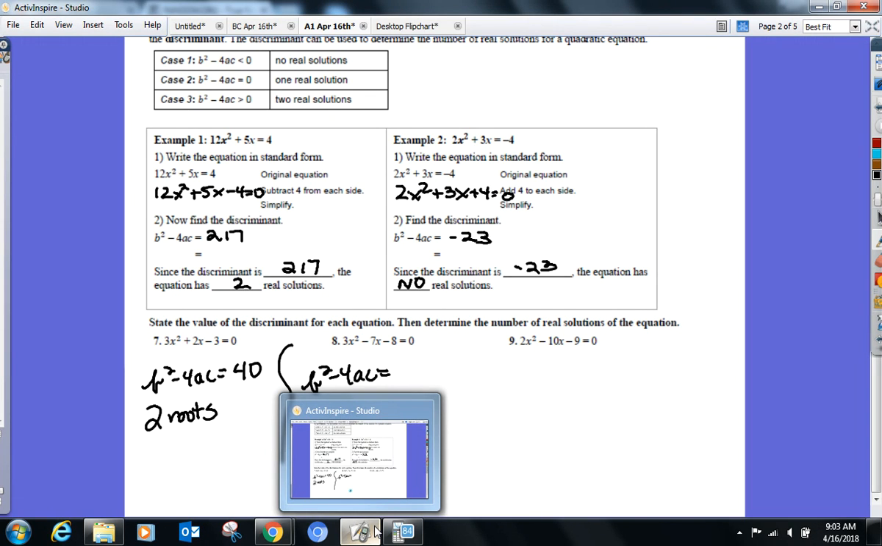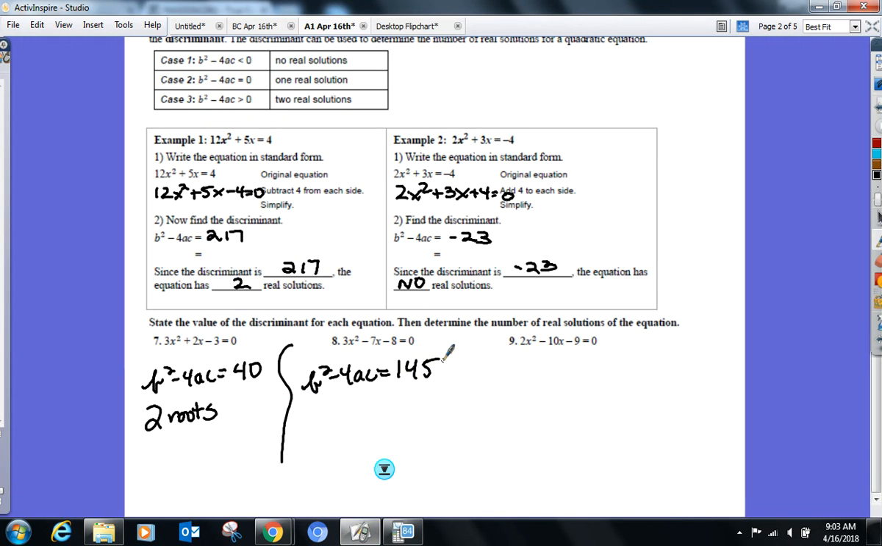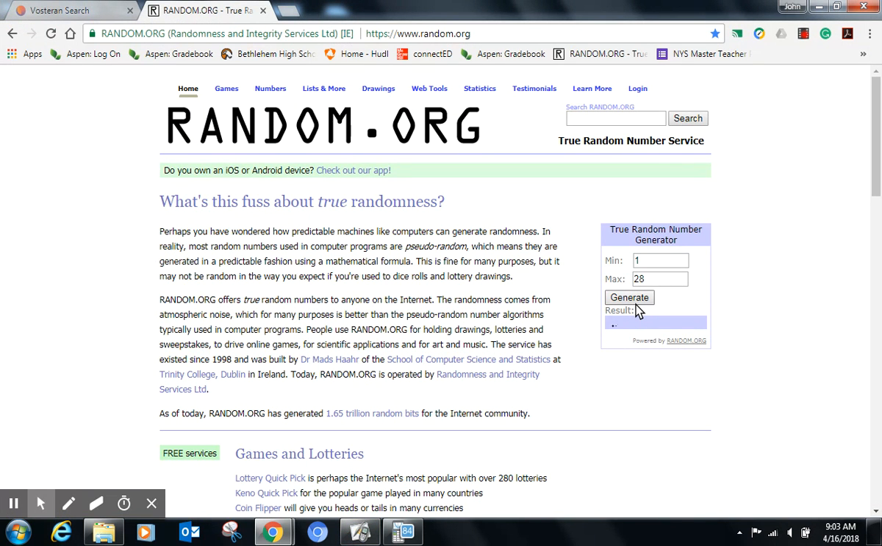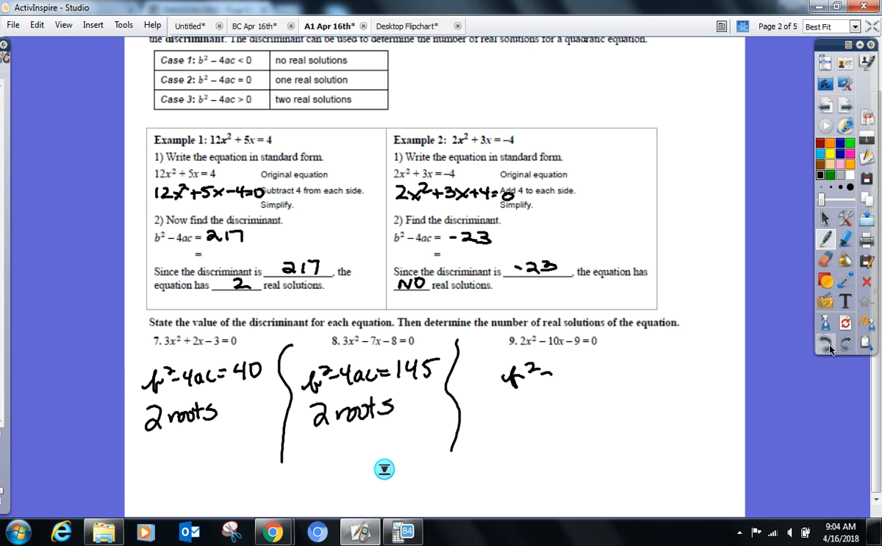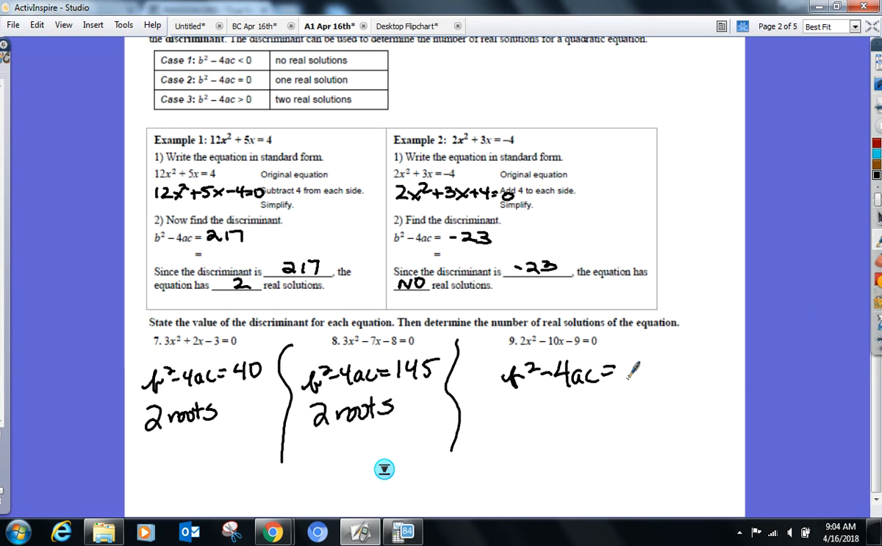Yes. 145, how many roots does it have then? 2 roots, yep, 2 answers somehow. All right, let's go. 9, 10, what do you got for me? Calm down there, boss, all right? I know you're the first one that actually responded here. B squared minus 4AC, what is it? 172, how many roots? 2 roots, got it.